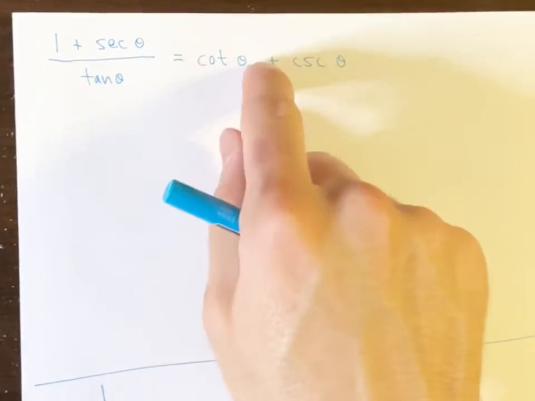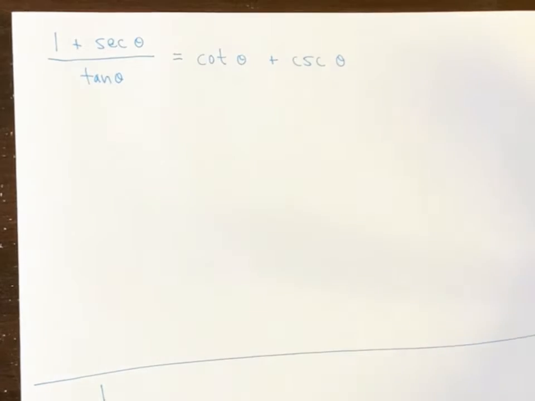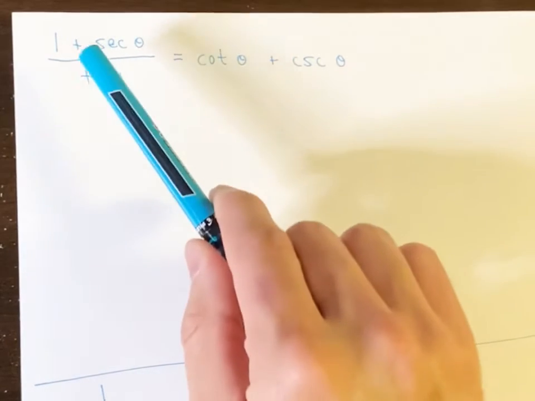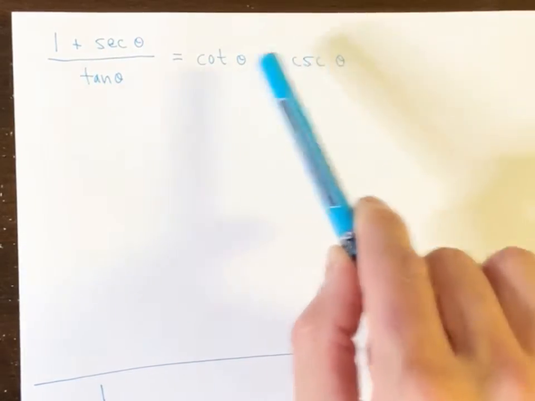Now for something like this, can you turn this into that? Yes. Can you turn that into that? You can. There's always a way. It just depends on what you want. Personally, I'd rather deal with the fraction and make the fraction go away and turn into things like that. So let me do that.